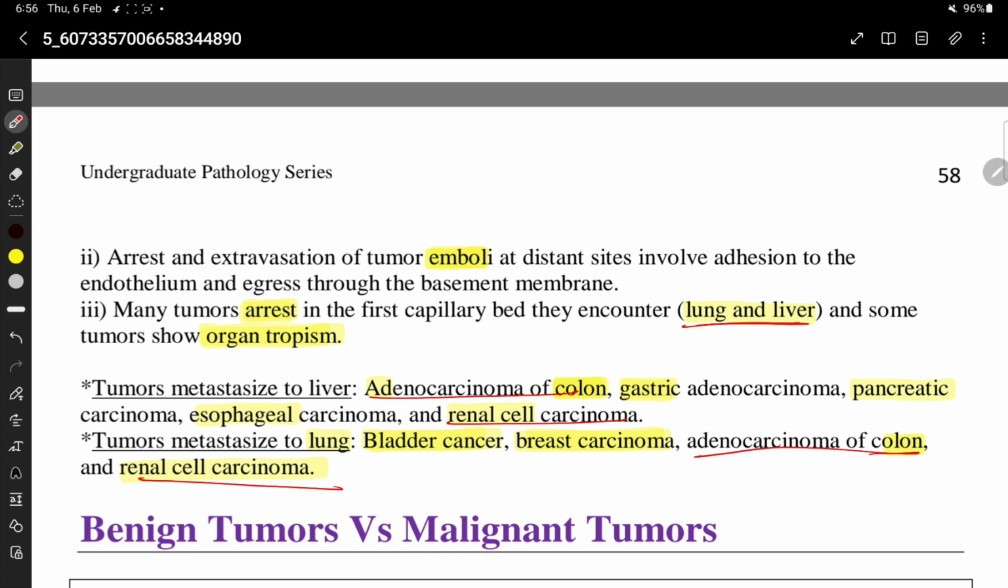may show organ tropism. Tumors that metastasize to the liver are esophageal carcinoma, renal cell carcinoma, pancreatic carcinoma, adenocarcinoma of colon, and gastric adenocarcinoma. Tumors that metastasize to the lung are breast carcinoma, bladder carcinoma, adenocarcinoma of colon, and renal cell carcinoma.